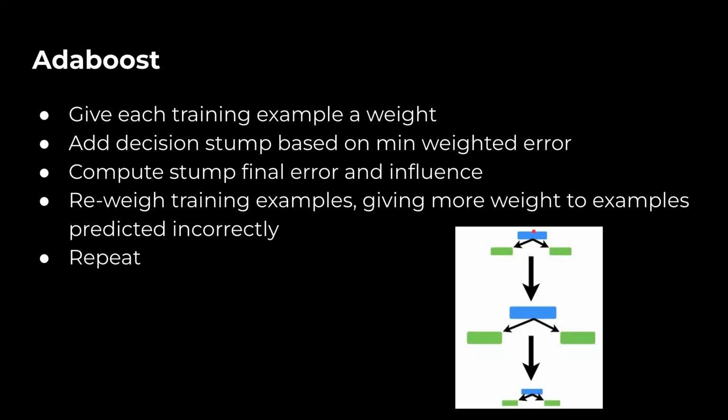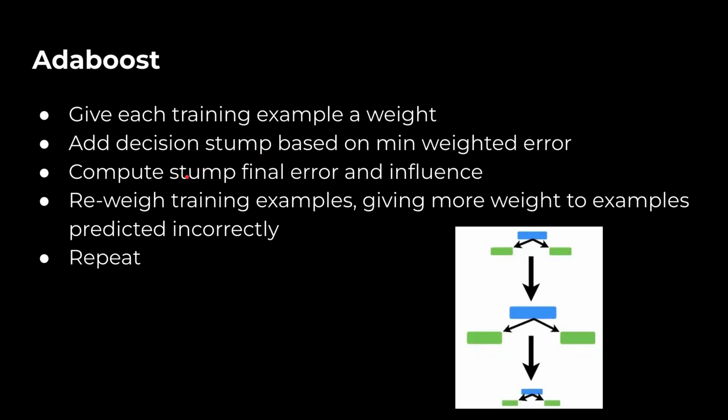We added a decision stump to our model based on the minimum weighted error, where the weight is the weight that we gave the training examples previously. We'll see this in more detail later.